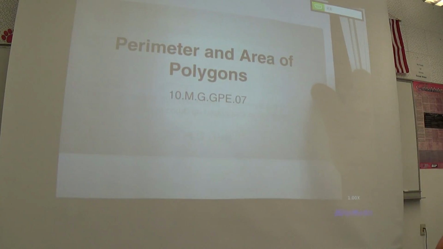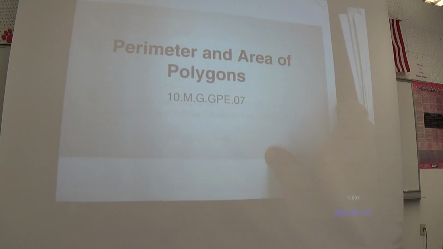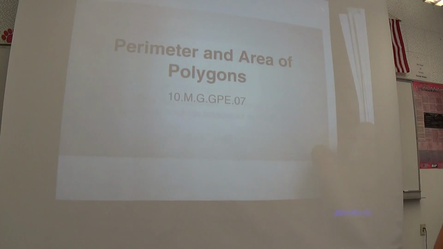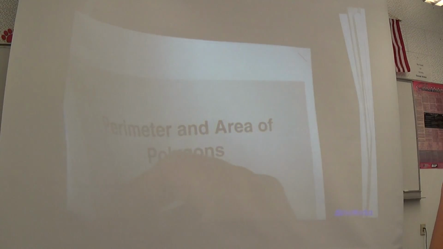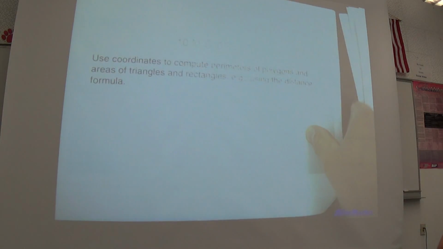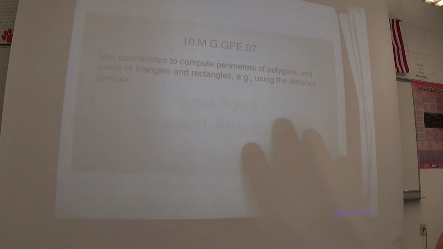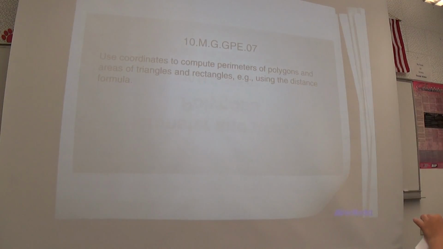All right, and we're going to add some things as we go along. There's a few things we're going to be working on, but really this week we're going to be working on finding the perimeter and area of polygons. So here is the formative that we have. It says we're going to be using coordinates to compute perimeters of polygons and areas of triangles and rectangles using the distance formula.